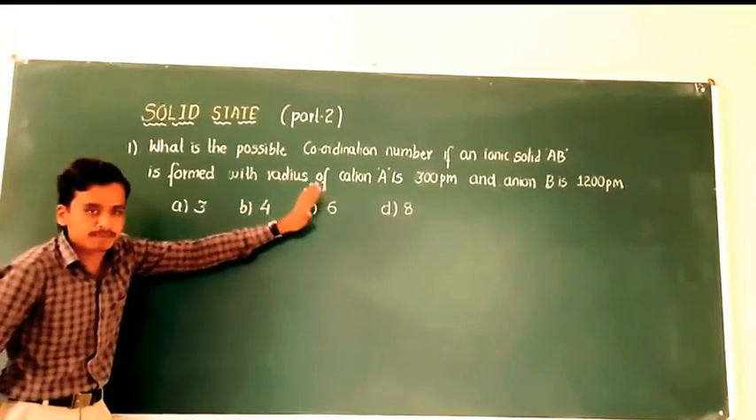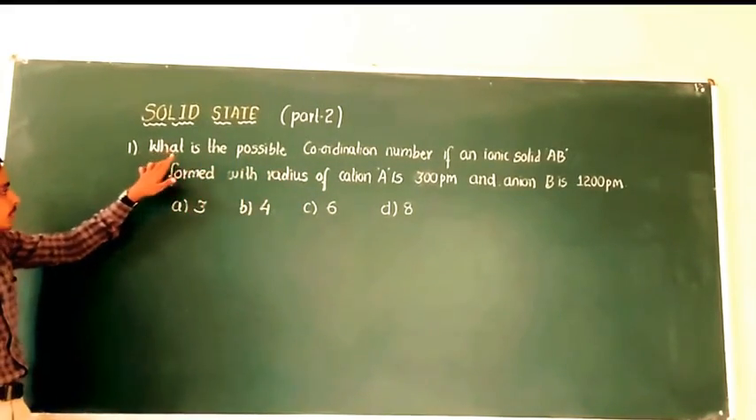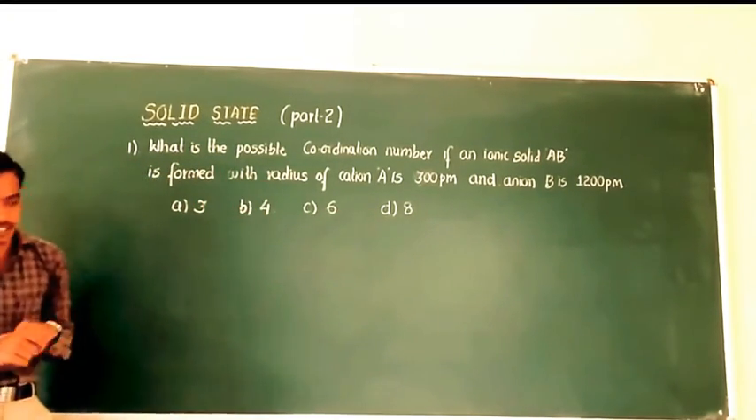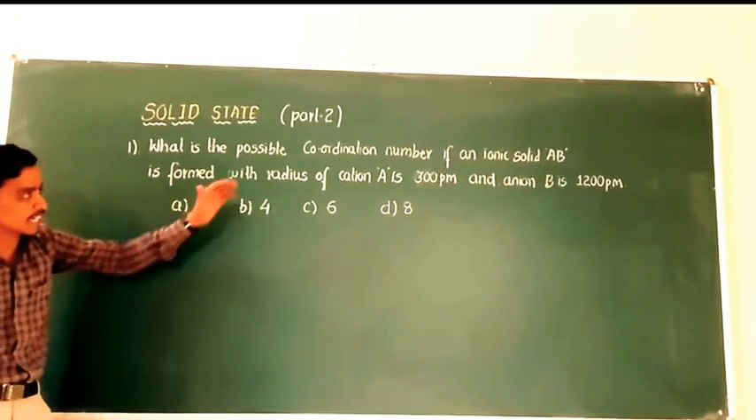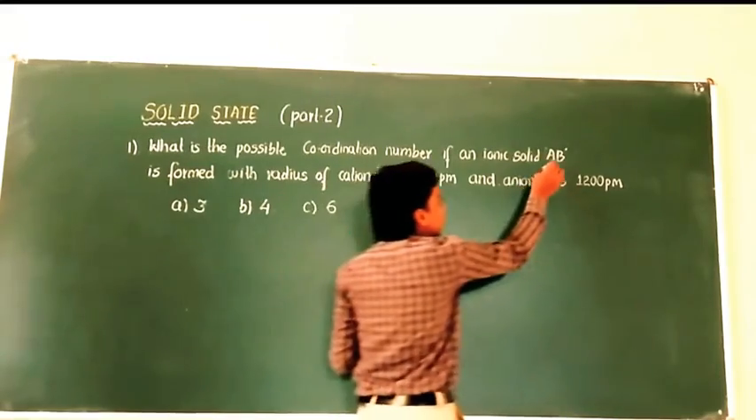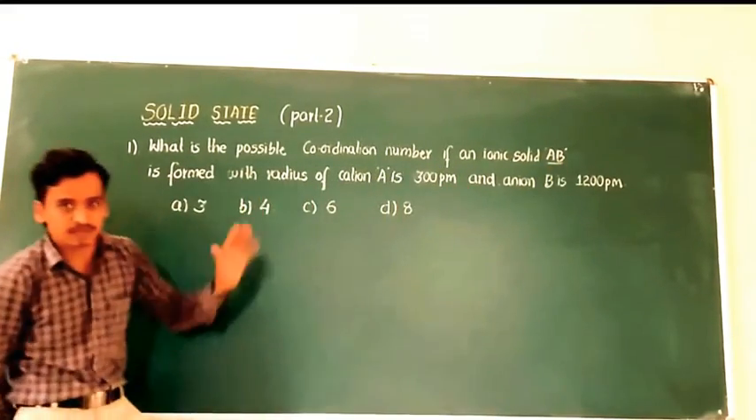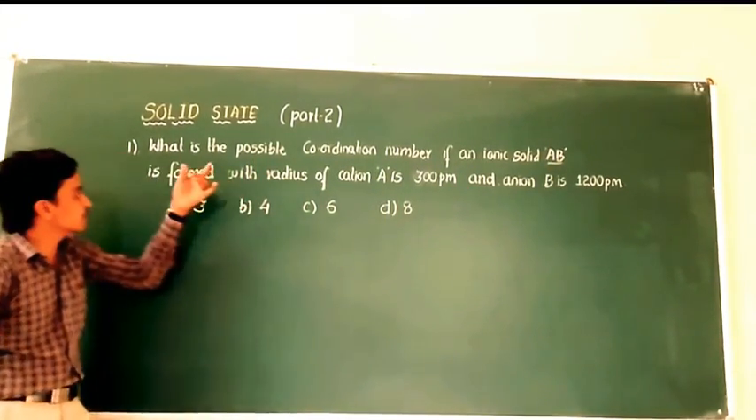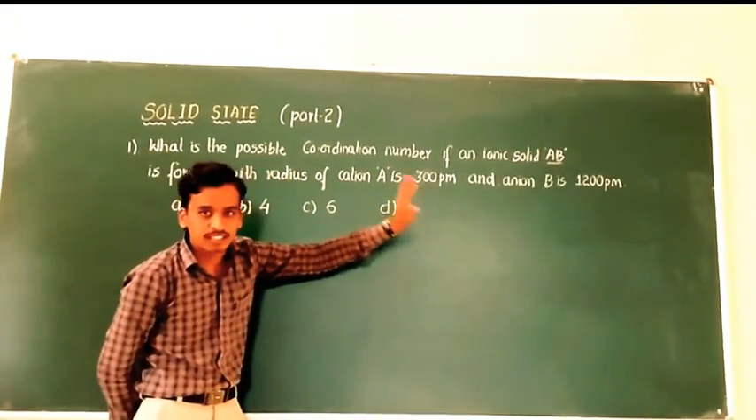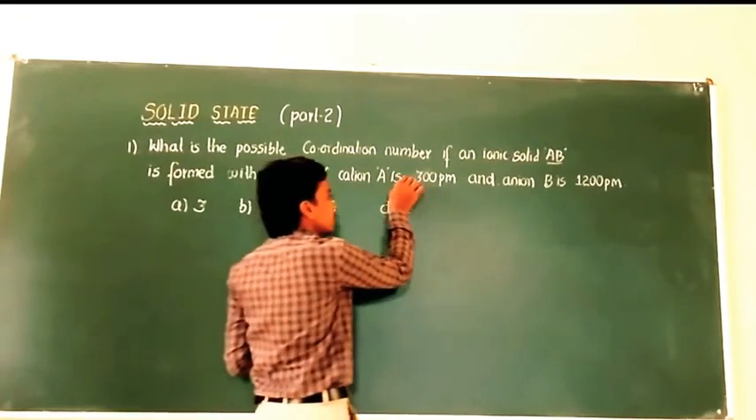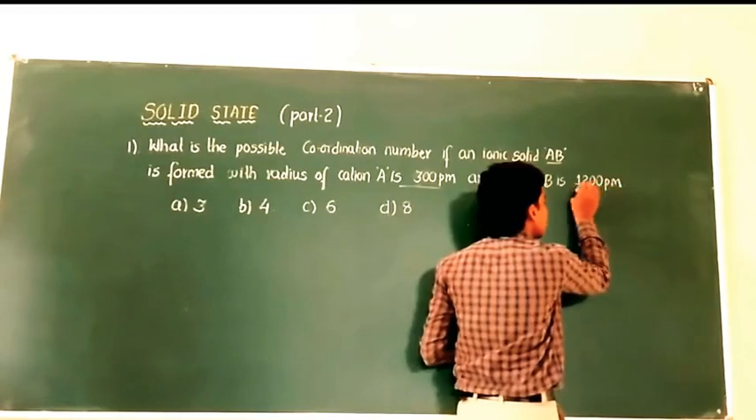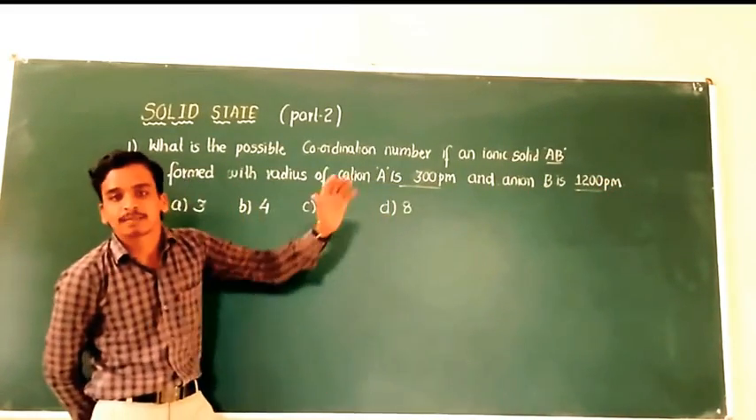The first problem is based on the radius ratio concept. Read the question properly, then you can identify the correct answer. What is the possible coordination number if the ionic solid formed is generalized as AB? AB is an ionic solid, made up of one cation and one anion. They have already given the radius of the cation, that is 300 picometer, and the radius of the anion, that is 1200 picometer.